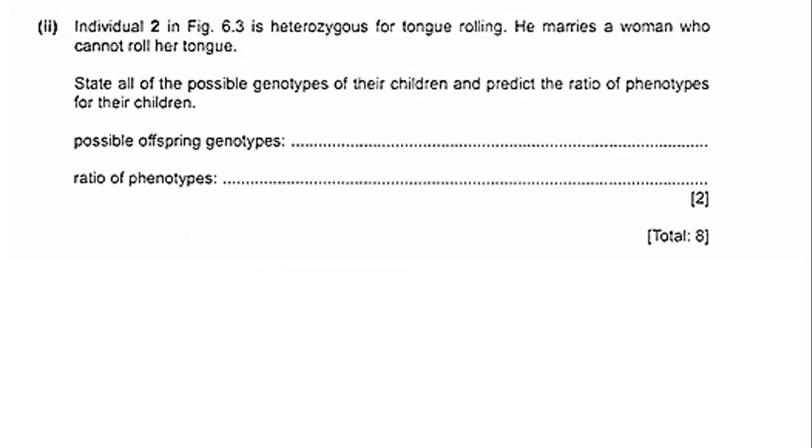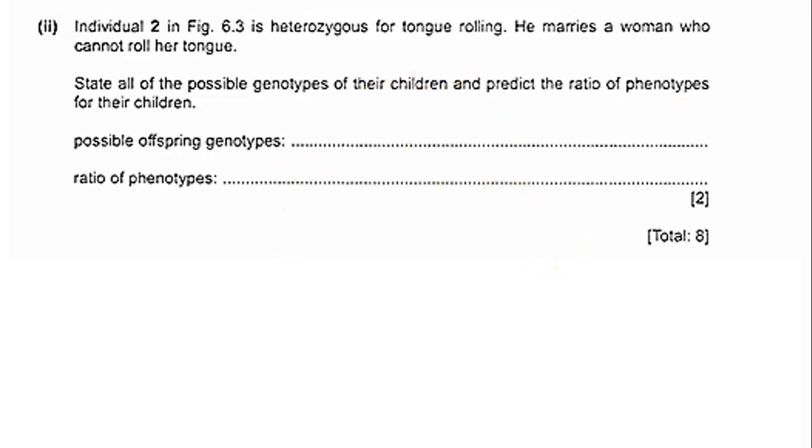Individual 2 in figure 6.3 is heterozygous for tongue rolling. He marries a woman who cannot roll her tongue. If she cannot roll her tongue, this means that she is homozygous recessive. Both alleles recessive and similar. State all the possible genotypes of their children and predict the ratio of the phenotypes. In this case, we must draw a Punnett square.